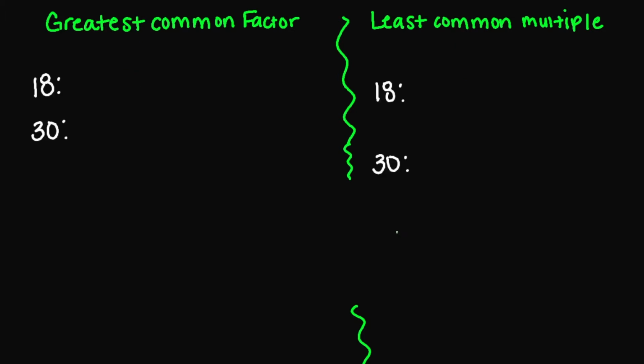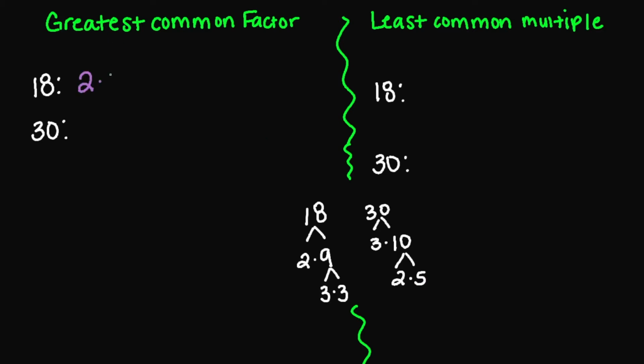Let's try 18 and 30. Let's go ahead and factor my 18. I can factor my 18 into 2 times 9. My 9 can be factored into 3 times 3. For my 30, we can factor into 3 times 10. And then my 10, I can factor into 2 times 5. So my 18, we said, is 2 times 3 times 3. And then for my 30, we have 2 times 3 times 5.